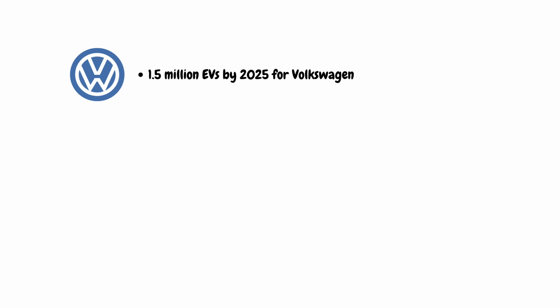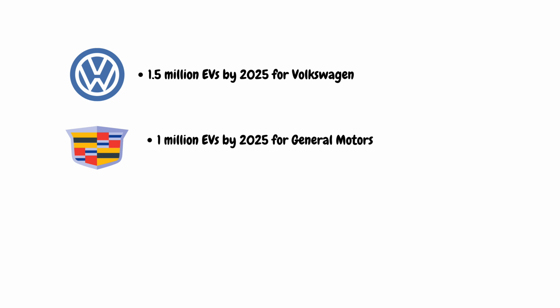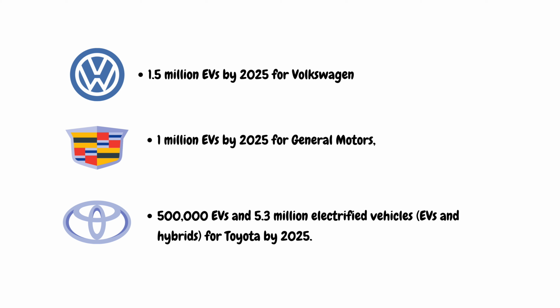Other automakers are already aggressively scaling up their EV business, and they are planning to bring a flood of battery electric vehicles to the market fairly soon. Let me give you some numbers here. Electric vehicle production targets for other automakers include 1.5 million EVs by 2025 for Volkswagen, 1 million EVs by 2025 for General Motors, and 500,000 EVs and 5.3 million electrified vehicles, so that's EVs and hybrids, or half of its global sales, for Toyota by 2025.